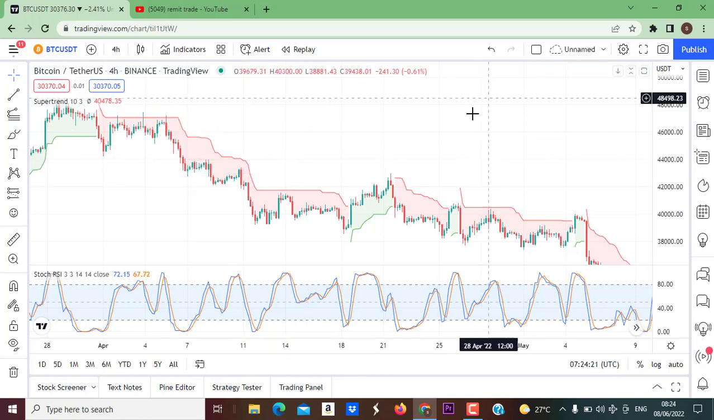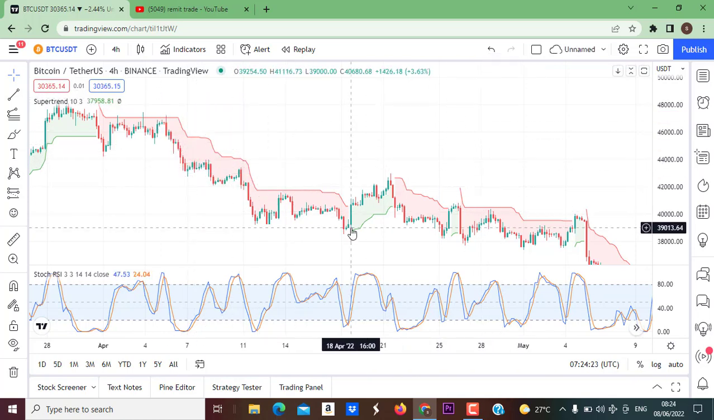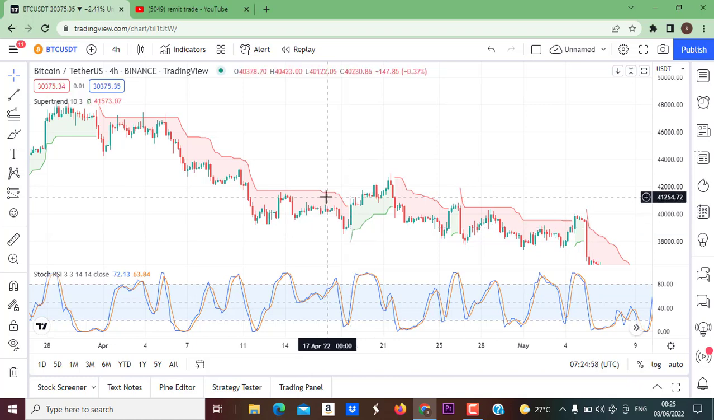Aside from this, you can use this to ride massive trends to the downside or to the upside on a swing trading strategy. One very important thing I want to talk about is that you have to backtest this strategy to see whether it works best for your trading.